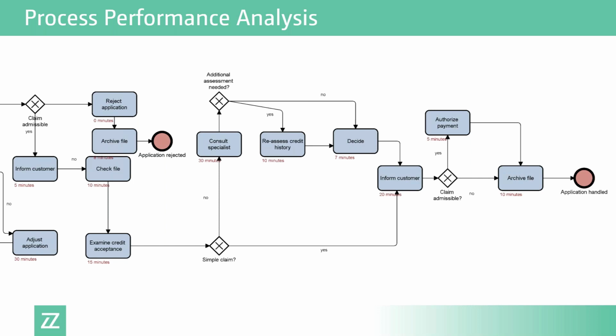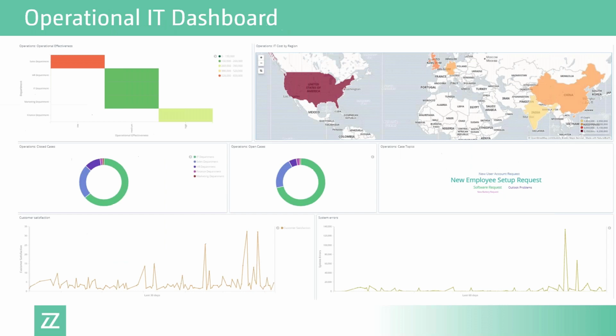So like I said, digital twin of an organization, it's partially new, but lots of it is also common practice. Here we see something operational, an operational IT dashboard with some charts of operational effectiveness. In this case, also some issue management things like closed cases, etc. Customer satisfaction, system error charts, some heat maps of different countries.